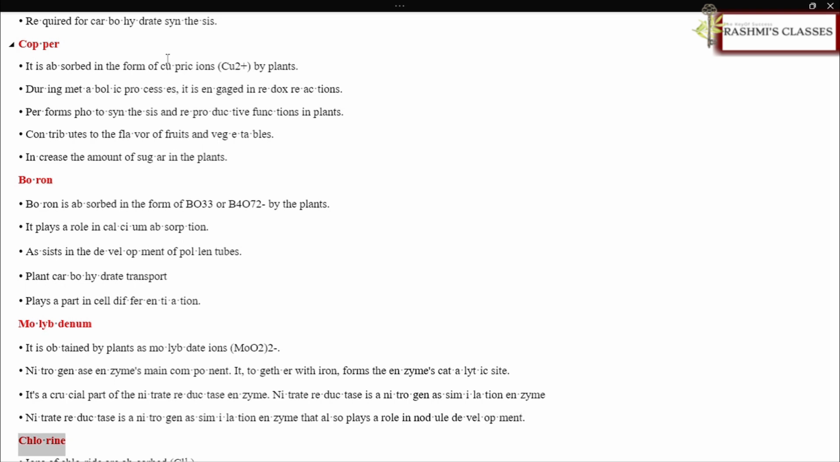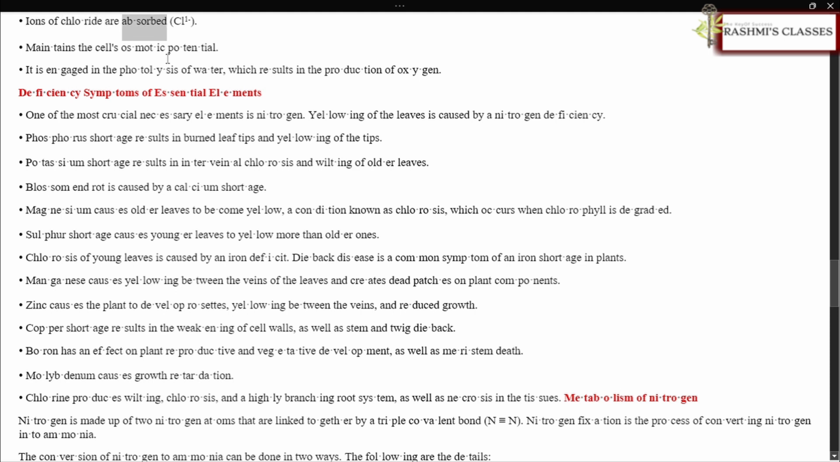Chlorine. Ions of chloride, Cl-, are absorbed. It maintains the cell's osmotic potential. It is engaged in the photolysis of water, which results in the production of oxygen.